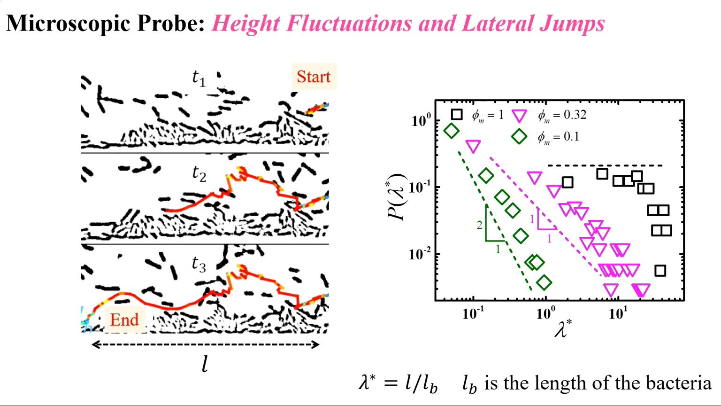Then it starts decaying much more strongly, and in mixed populations we have a slope which is different from the passive population. So it has a larger jump length distribution, right? This we will come back to a little later.